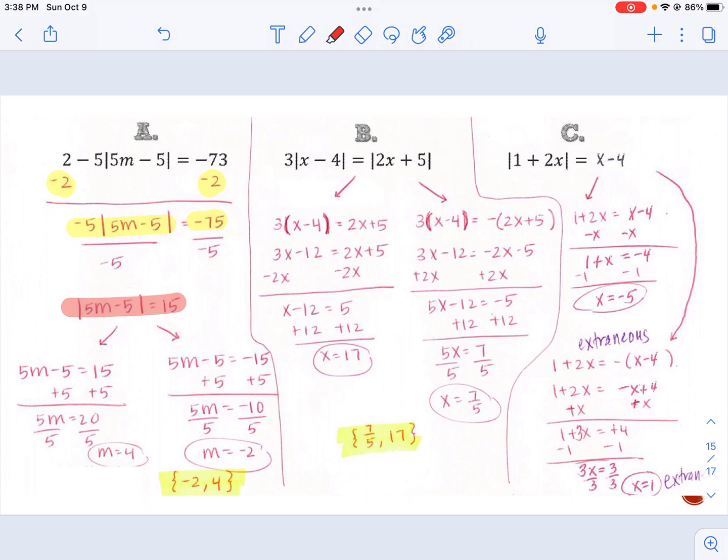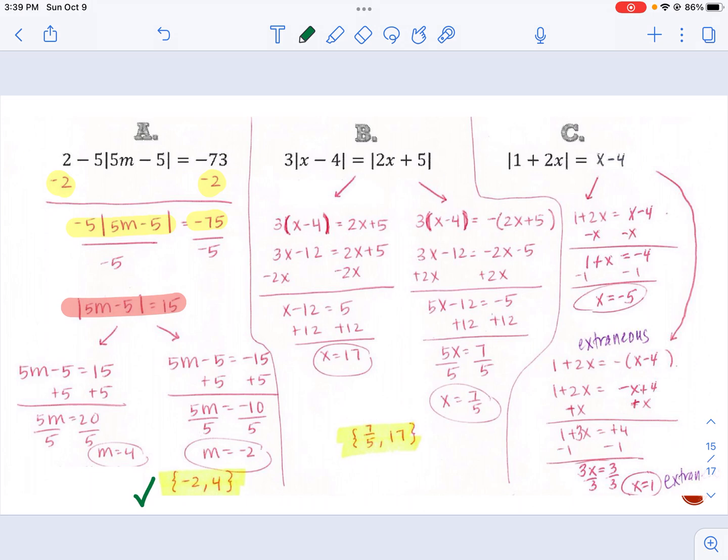Now we know that's possible. The absolute value of something can be 15. So I split it up into both sides. We're left with -2 and 4, and when you check for extraneous solutions, both work. Neither of those are extraneous solutions, so my final answer is -2 and 4.